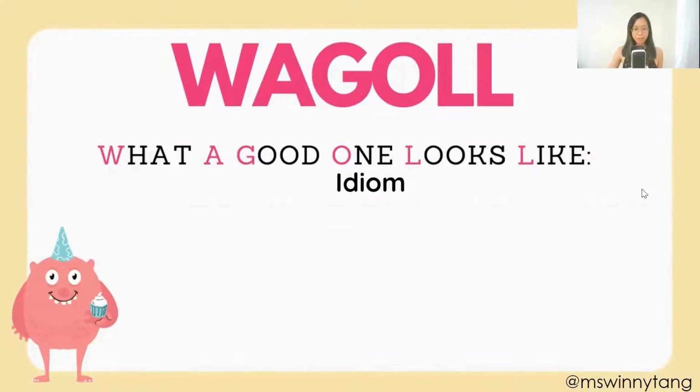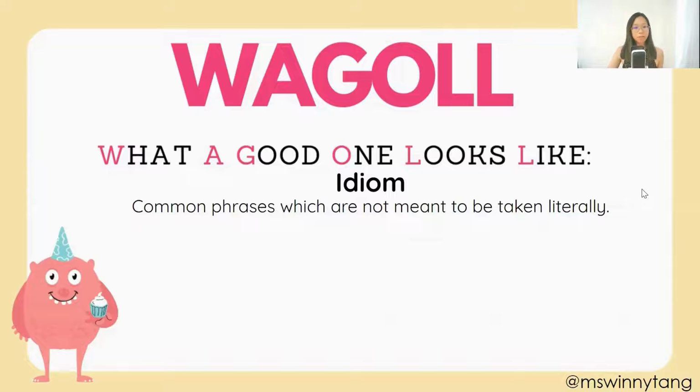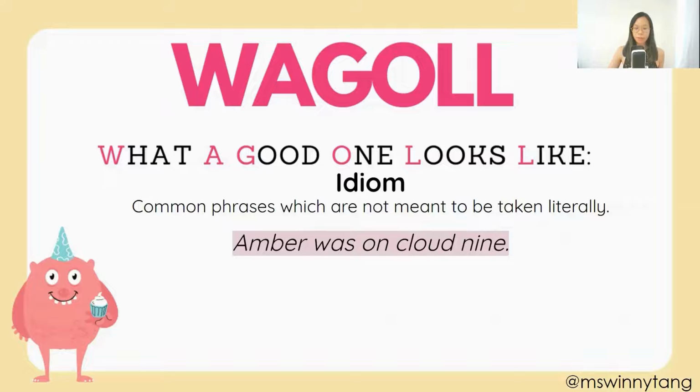You can have idioms in your narrative as well, common phrases which are not meant to be taken literally. For example, Amber was on cloud 9. Now, no one can climb on clouds and there's no 9 clouds. So the meaning behind cloud 9 is that she was extremely happy.